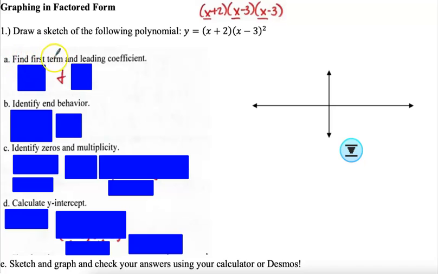So find the first term and leading coefficient. The first term is an x and an x and an x. So my first term would be x cubed, and that's what makes this a cubic function. The leading coefficient, there's no number in front of the x, which is essentially the number 1. So my leading coefficient would be a 1.